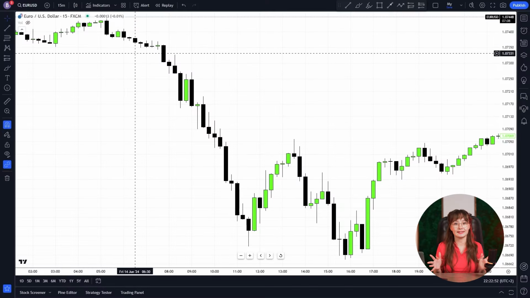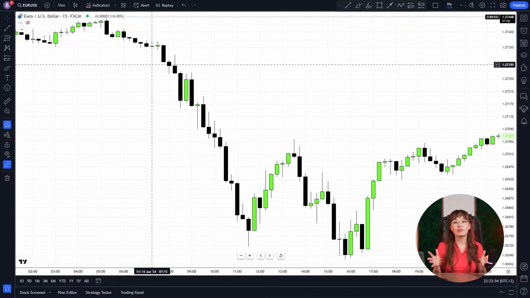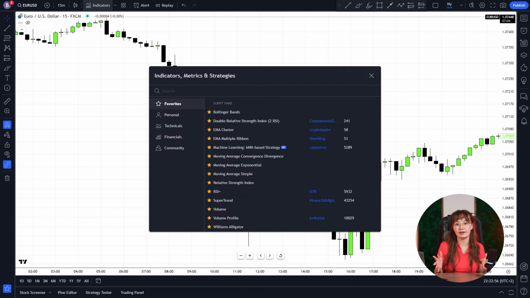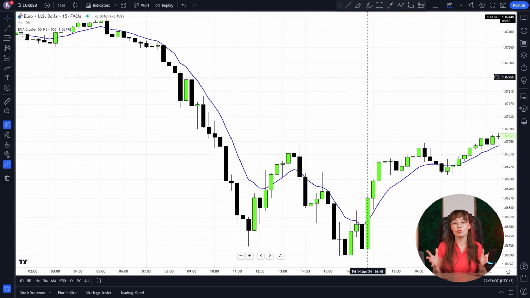Now let's move to the chart. The strategy works excellently on 15-minute charts. On this time frame, the signals are clearer and better than on 1-minute charts. To prepare the chart for trading, we need to set up two popular indicators. The first is the moving average.